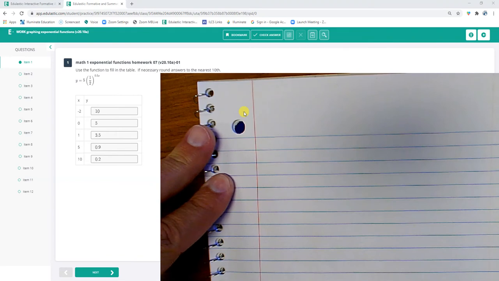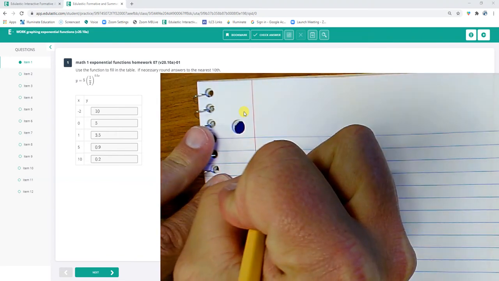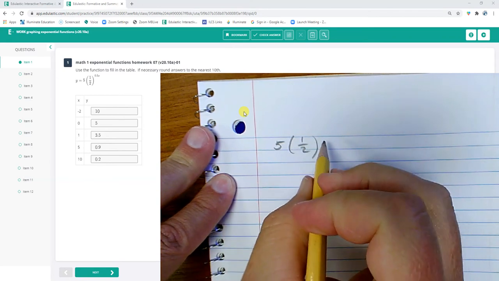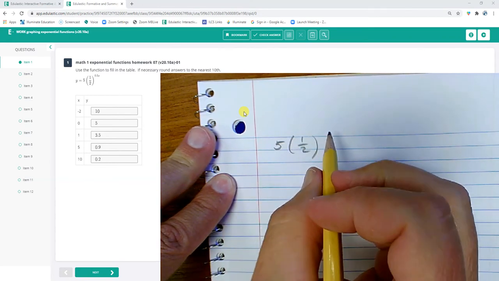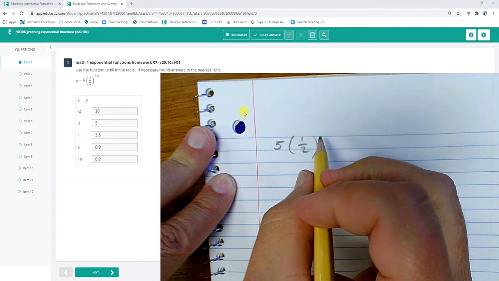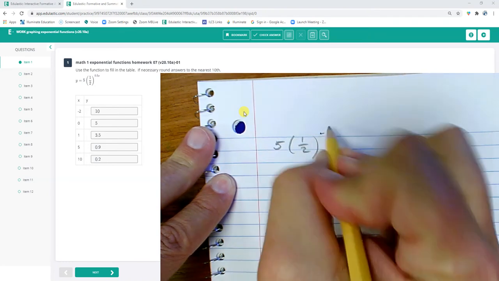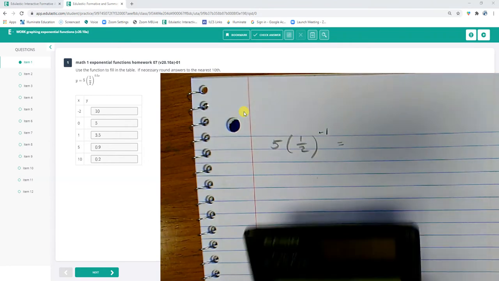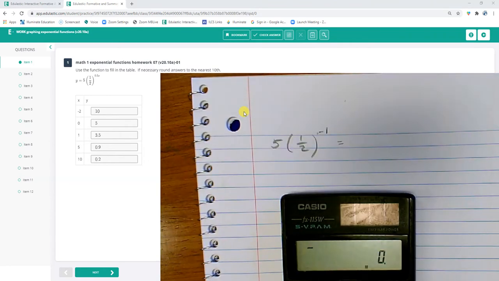And what I'm doing is 5 times 1/2 raised to the 0.5 times -2. Well, 0.5 times -2 is -1. So this is going to be the first thing that I do, and I can use a calculator for that. We'll go with 0.5 raised to the -1 times 5 gives me 10, and you can see that I've already put a 10 into the table.